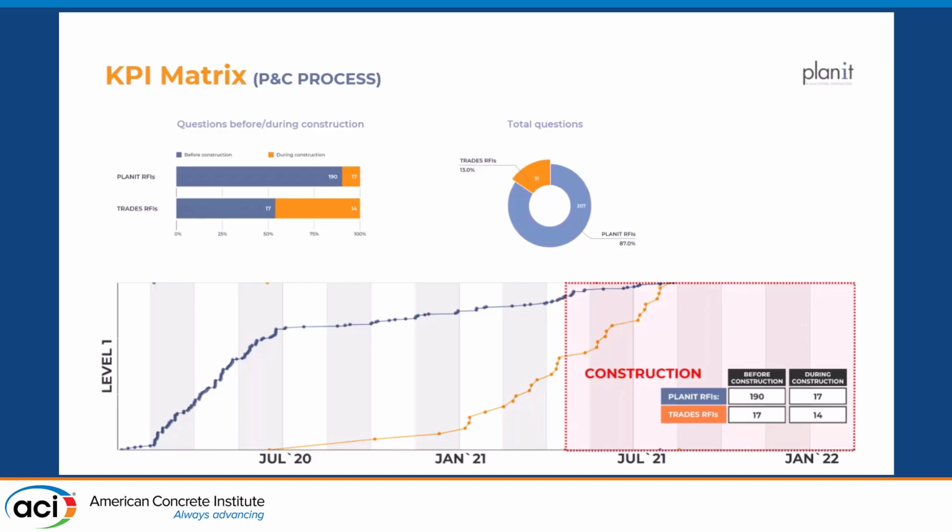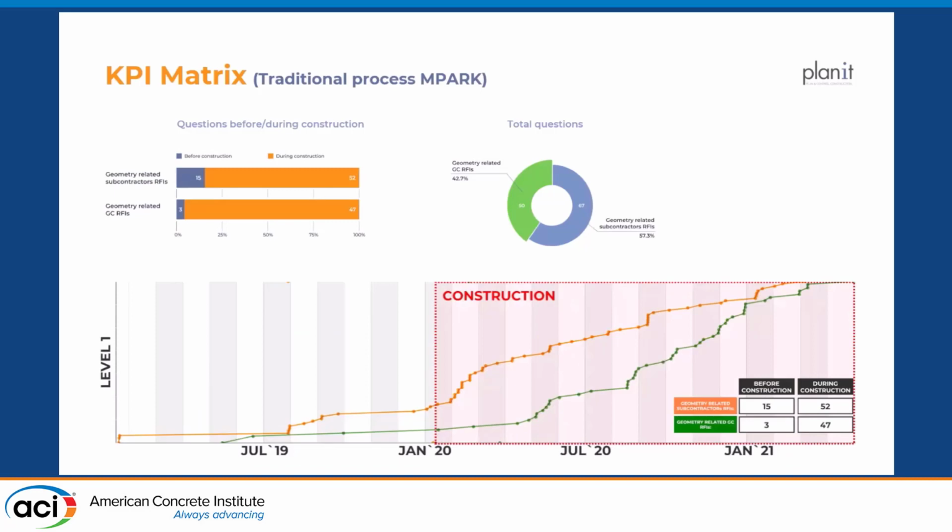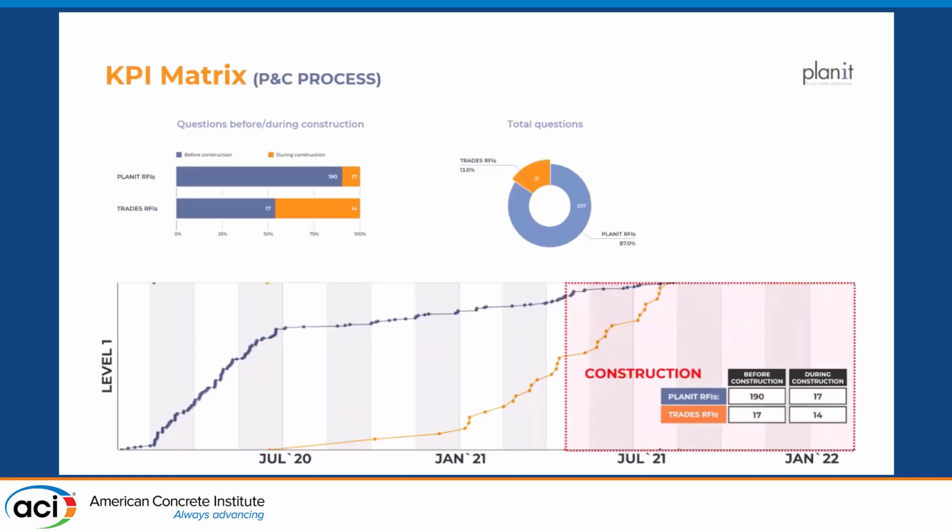And then here, we monitor, same Procore download, the questions from the trades. So there are still a few trade questions, but now we have only a dozen questions during construction, and everything happens before construction. So when you compare those two slides, this is how we move the curve to the left in a very drastic way. So what is it and how do we do this?